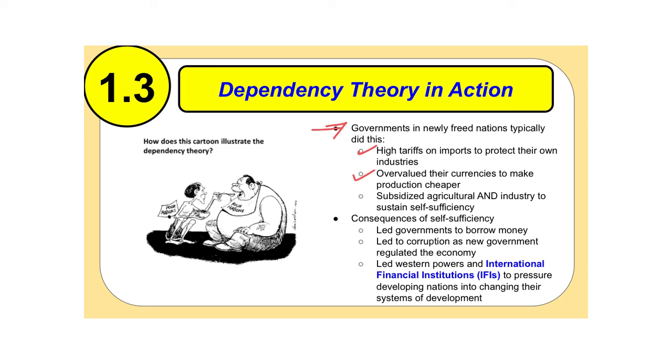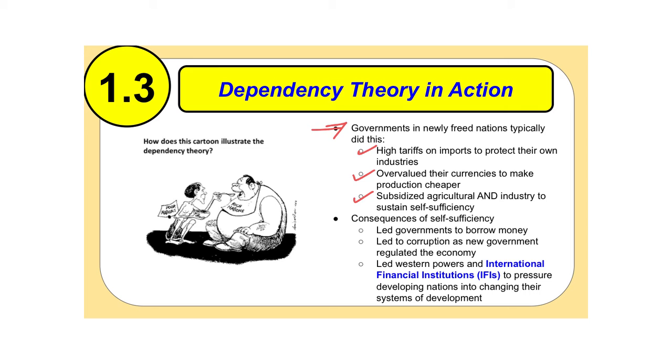They overvalue their currencies to make production cheaper. So they're doing everything they can to make production cheaper, and one of the ways they feel to do that is to overvalue their currencies. Which happens if you start manipulating numbers like that in the market, and then something happens within the market where it goes down or goes up. The overvaluation of your currency can have a negative impact, or eventually will have a negative impact on everything that you do. These new governments will subsidize agriculture and industry to sustain self sufficiency because they're newly independent, so they're going to do everything they can to try to make their own industries work without foreign influence. And so that costs money.